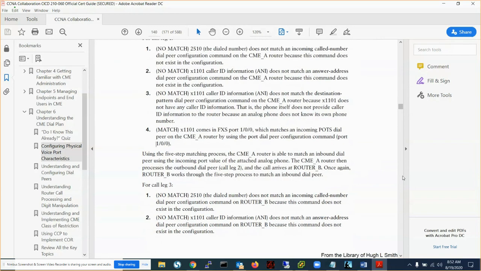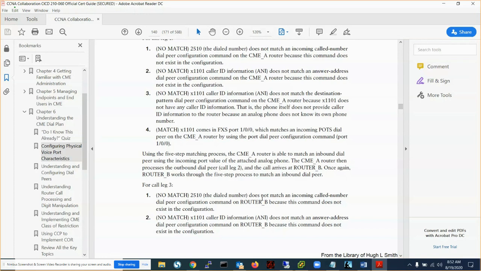So usually it's a 5-step process. The CME router is able to match the inbound dial peer using a command attached to the phone. The CME router then processes the outbound dial peer and the call arrives at router B. Once router B works through the 5-step process to match an inbound dial peer, so I think this is router B now, where there's no match, it doesn't have the incoming.